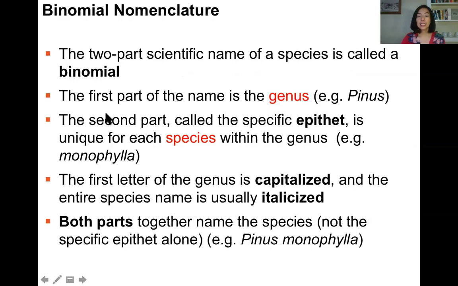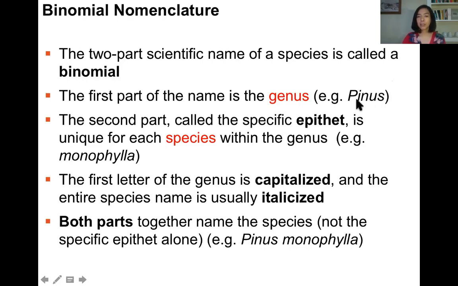This is an example. The first part of the name refers to the genus. The genus is a group of species that share some similarities, so they belong to the same genus. In this example, we have the genus Pinus. What we want to highlight regarding the way that we write the genus is that we capitalize the first letter, it's uppercase, and we also use italics.